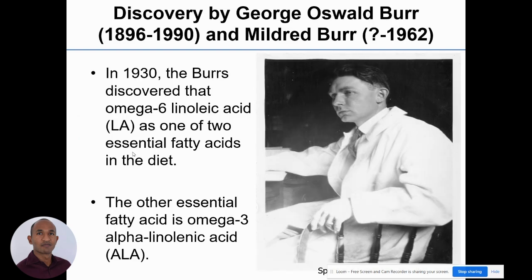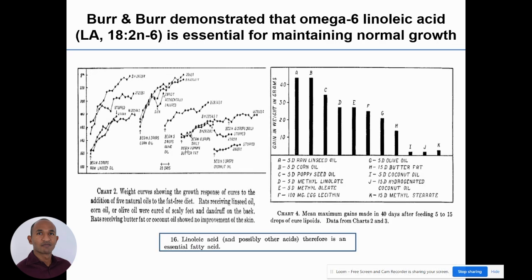So let's talk a little bit about how this was discovered and how the field opened almost close to 100 years ago. In the 1930s, George Oswald Burr and his wife Mildred Burr discovered that omega-6 LA was one of two essential fatty acids. Two years later, they discovered that the other essential one was alpha-linolenic acid, or ALA. They showed this by demonstrating that LA is needed to optimize growth in rats.